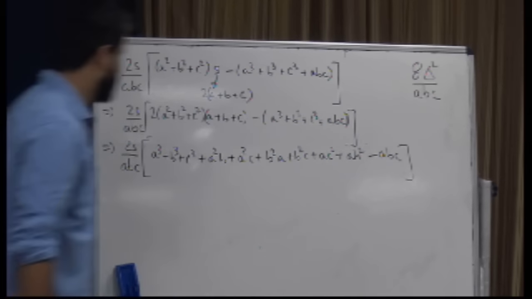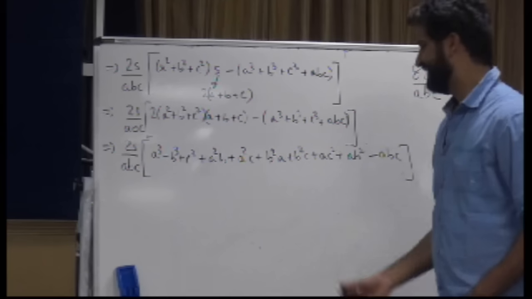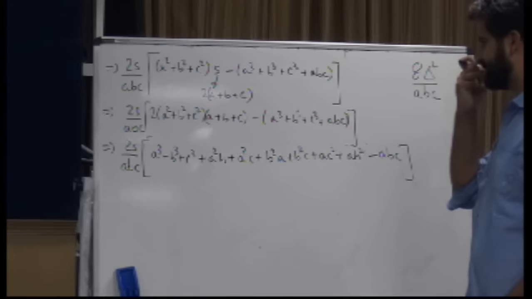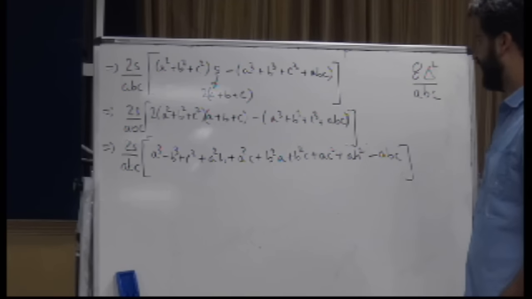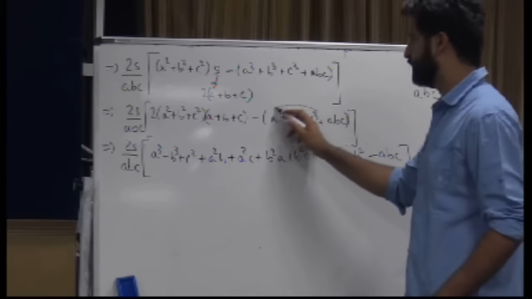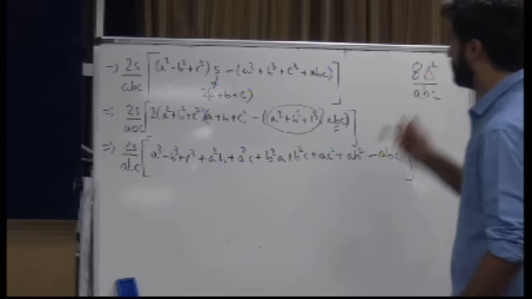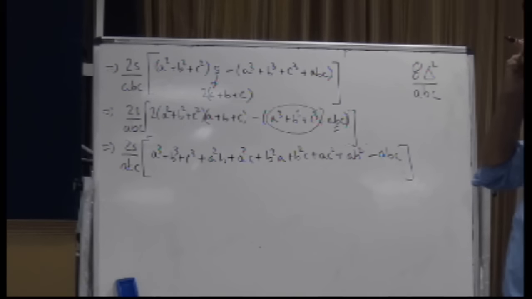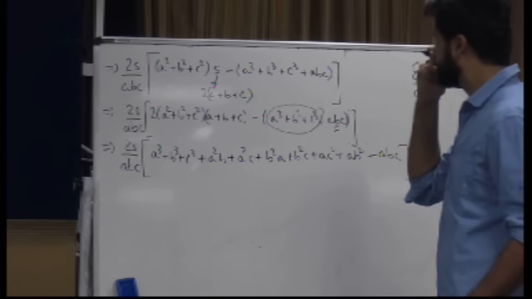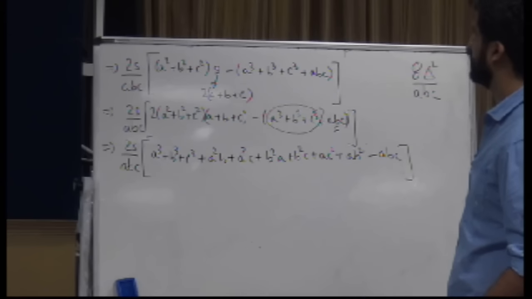Okay, what to do with this one? I have to make factors of this somehow. Can we make factors of this one? If I had 3 ABC over here, then we would have made, right? This is A plus B plus C whole square.